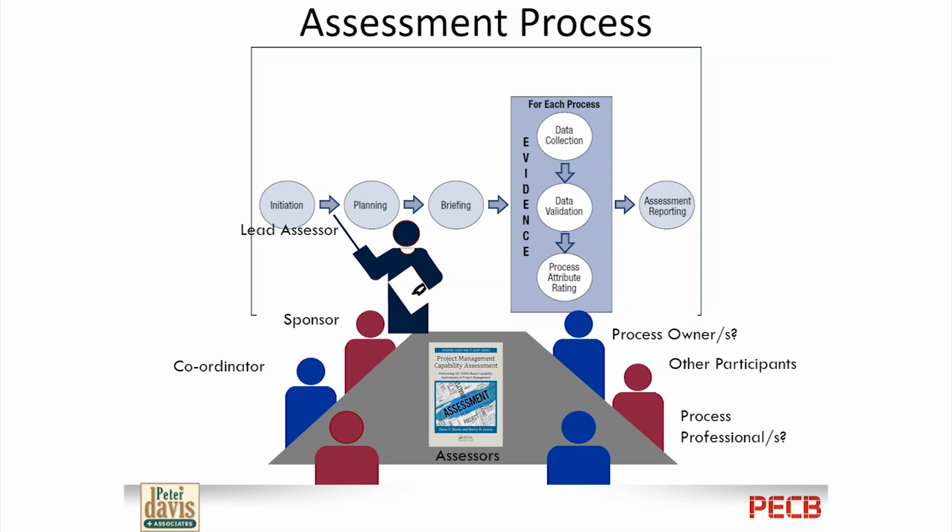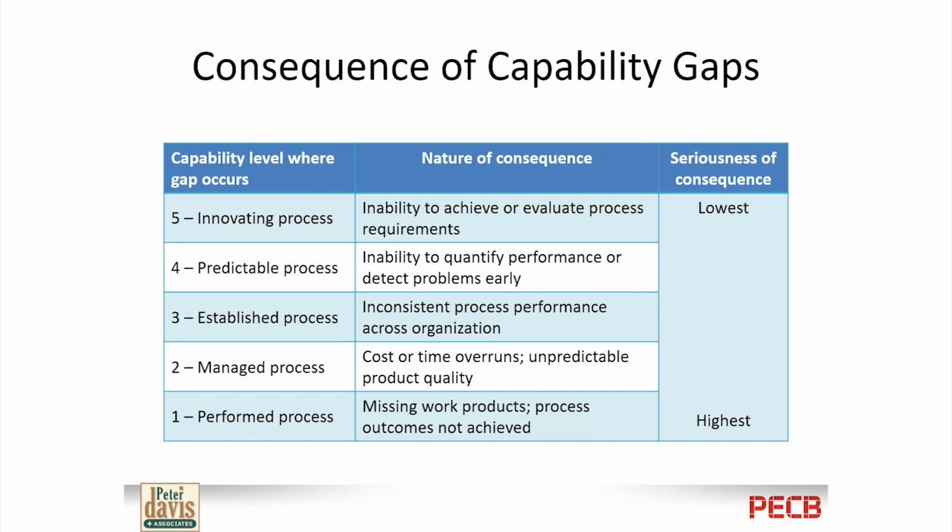And in that report, we will show, remember going back to that diagram where we showed the assessment process, we have all the things that were shown in there. We say the name of the organization, the scope of it, who was involved, the owners, the sponsors. We give them the process attribute ratings. We talk about gaps. We talk about the seriousness of the gaps. And on the next slide, we can see some of the consequence of the capability gaps.